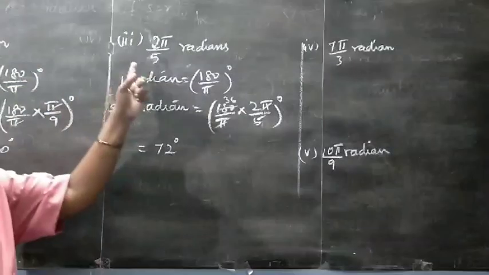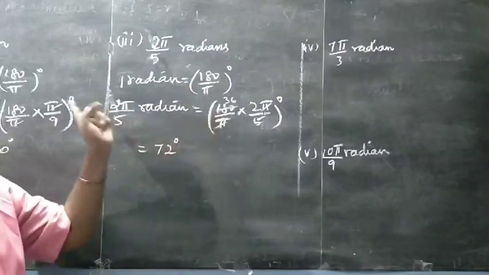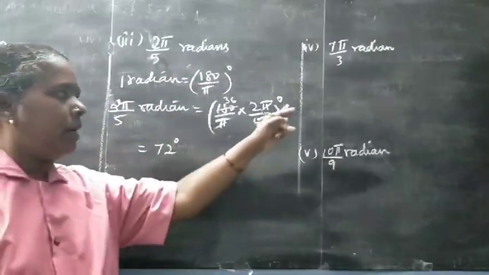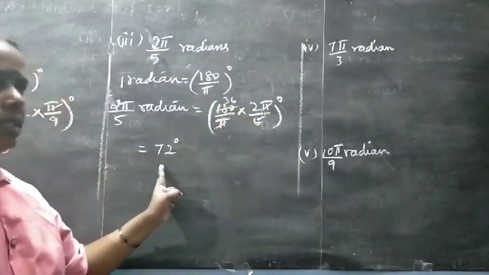Look here children, third question. 2π/5 radian is the question. 1 radian, we know that formula. If you multiply 2π by 180/π degree, you should write π cancels, 5 also cancels 36 times. 2 into 36 is 72 degree.